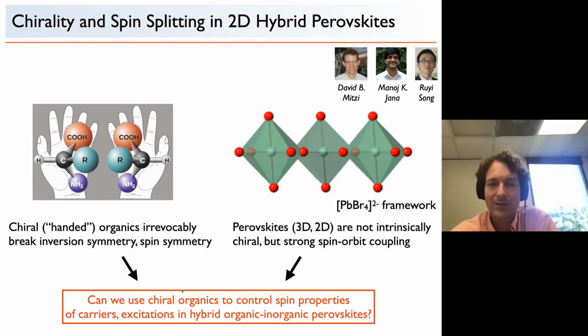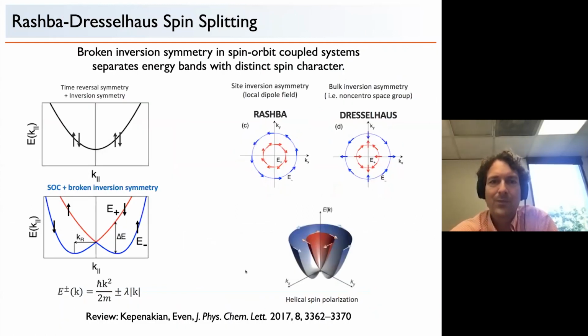And then the natural question that a lot of people are pursuing is, can we use chiral organics to control the spin properties of carriers? By spin properties, what I really mean is spin splitting of the band structure, so that carriers of one momentum have one type of spin polarization. In this case, the blue carriers of negative momentum in this unit system are spin down carriers. There are different ways of breaking the spin symmetry. Here's Rashba splitting, which actually splits two separate bands if one makes a projection in their entirety.